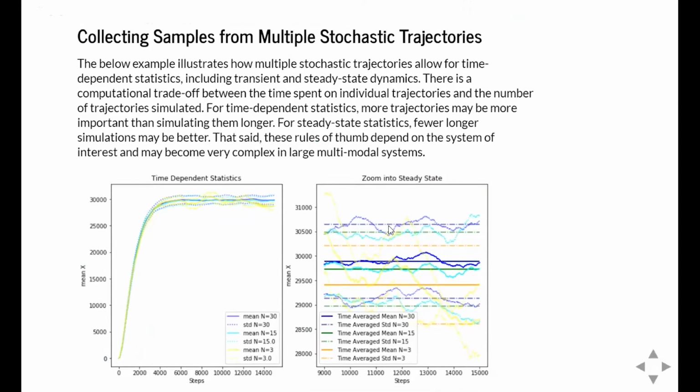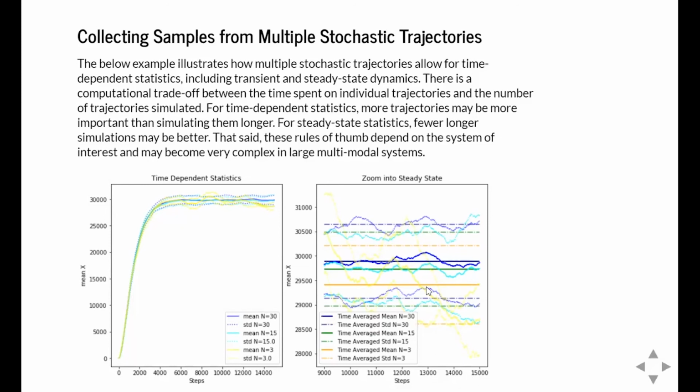Now, if I want to calculate time-dependent statistics, I probably need to use multiple trajectories. And what I mean by that is instead of taking one trajectory and averaging over time, I'm now going to take many trajectories and average at every single time point. And so here you can see examples from 30 trajectories in blue, 15 trajectories in turquoise, and 3 trajectories in yellow. And what you'll see is that there's diminishing gains. As I go from 15 to 30 trajectories, I don't see a big change. But 3 trajectories is definitely not enough. This yellow line is really messy.